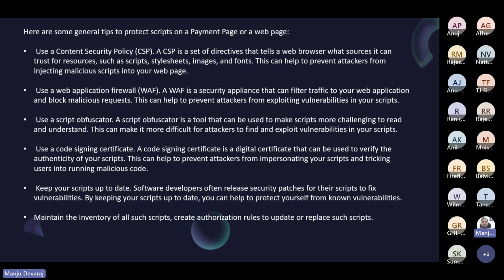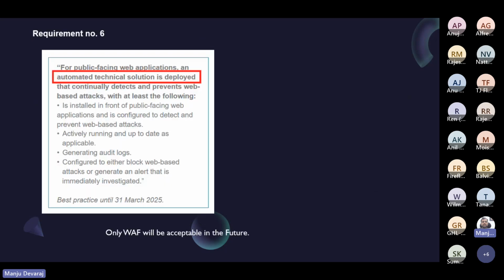Keep your scripts up to date, but have an authorized list of scripts, and make sure you have FIM enabled and payment page anti-tampering mechanisms, and there might be solutions coming. People will develop solutions and sell them in the marketplace soon. Maintain an inventory of all such scripts. Create authorization rules to update or replace such scripts. Yes, there should be an authorization rule; unauthorized access or change should not be allowed.